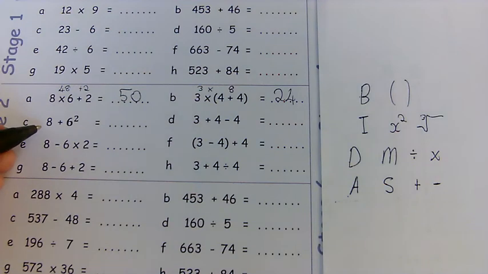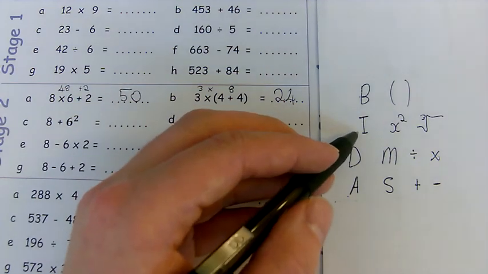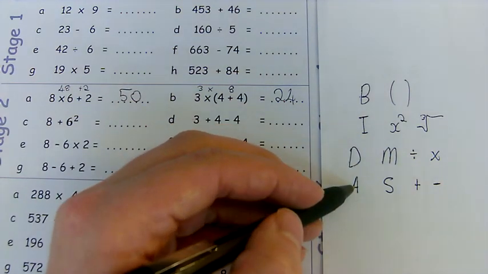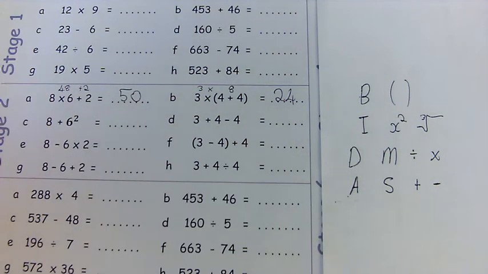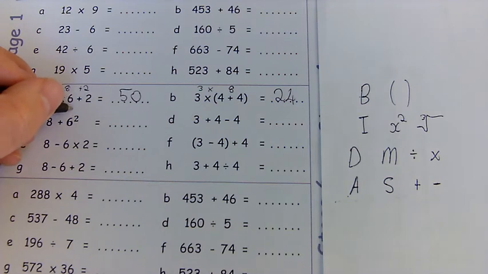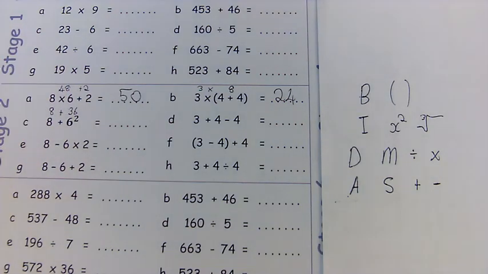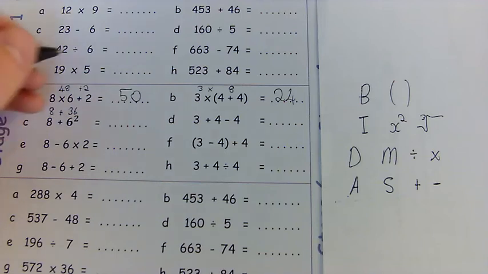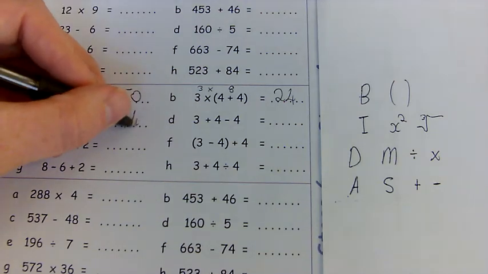For part C, here I've got addition, and then I've got an indice. So here we'll see that indices come before addition. 6 squared is 36, and I'm adding an 8 onto it. It's 6 squared is 36 because it's 6 multiplied by 6. 8 plus 36 is 44.